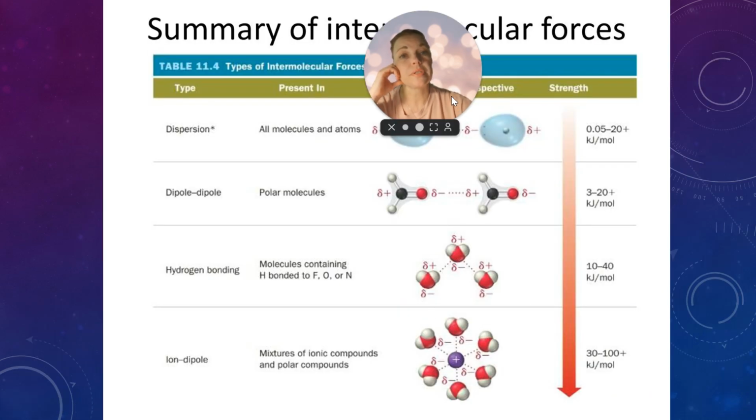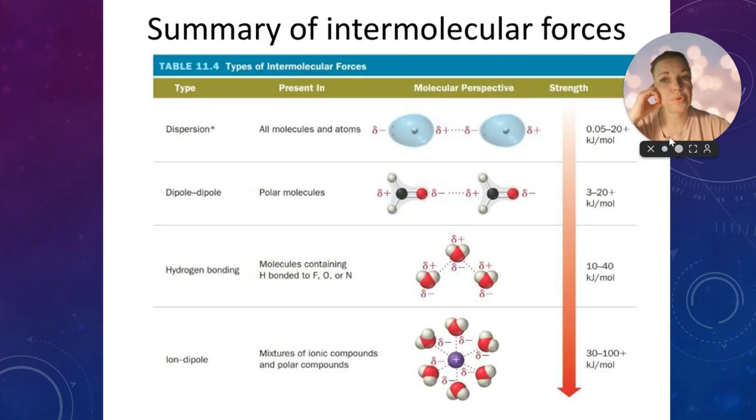All right, so here's a lovely summary of intermolecular forces for you. So we have dispersion, which we're going to abbreviate and call LDF, which are the weakest of the intermolecular forces we would expect. Then you have dipole-dipole, then you have hydrogen bonding, and then you have ion-dipole. Now, again, there's going to be some flux here. These are not absolute rankings.